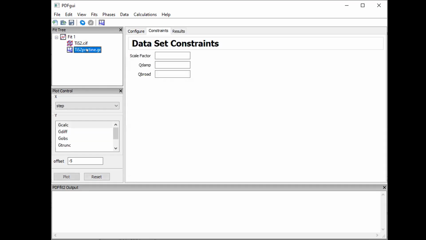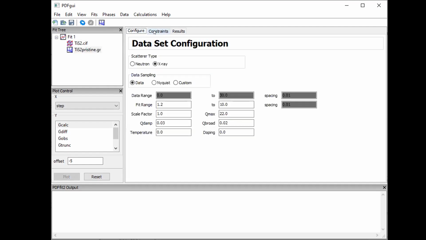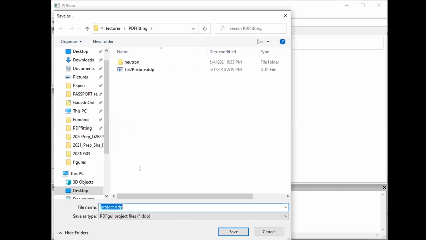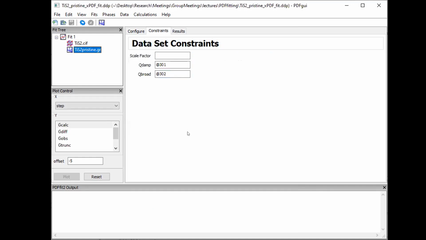Now let's go to the histogram. We'll click on the constraints panel. Define this as something like 301, meaning that these two parameters will be refined last. And remember, you save your fitting with some file name that's easy to remember.